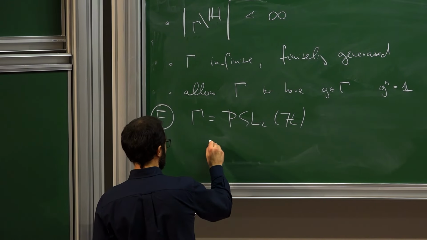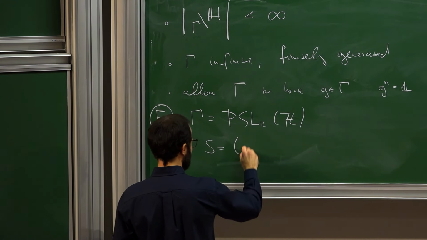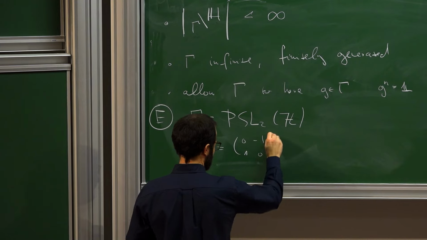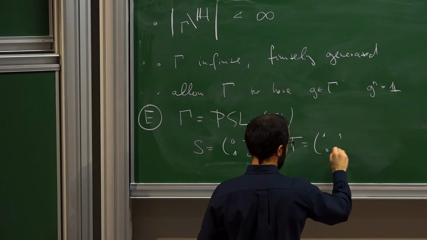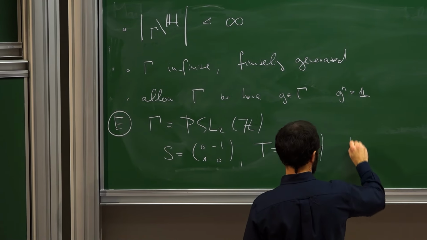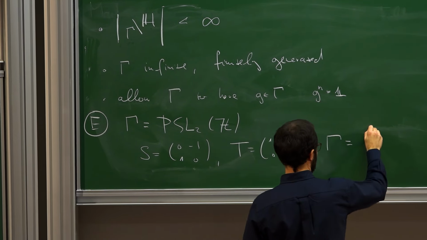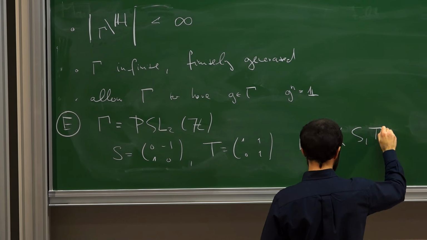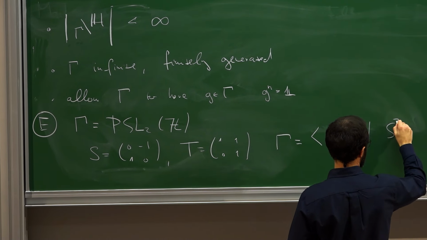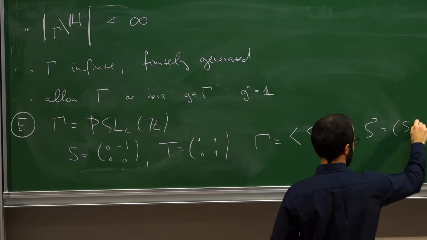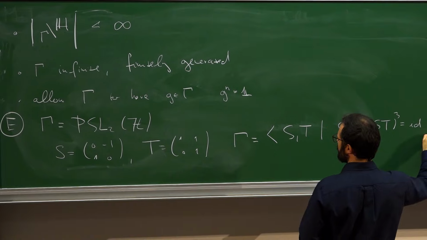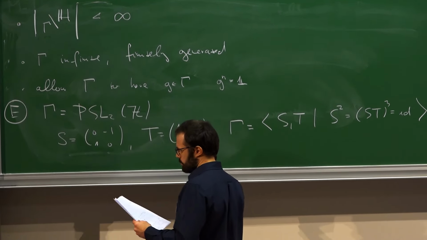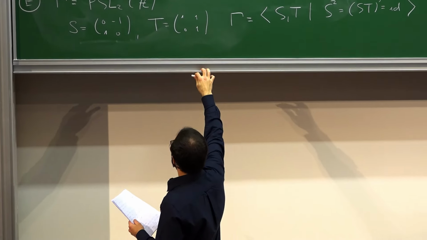Here the generators are the famous S and T. So S takes this form, T is this matrix, and gamma is generated by S and T, subject to S squared being identity and ST cubed being identity. Okay, so that's probably the simplest example of what I'll be talking about.